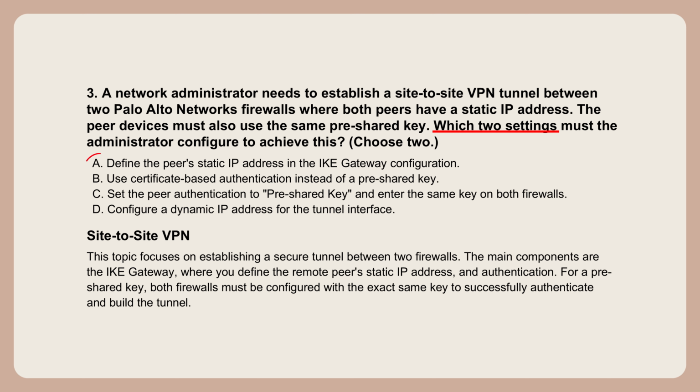Second, for the authentication part, you must set the peer authentication method to pre-shared key. And then, crucially, you enter the exact same identical key on both firewalls. This has to match perfectly. Exactly. If those keys are even slightly different, authentication fails. No tunnel. Simple as that. It's all about that mutual, secure identification. The firewalls need to trust each other. Makes sense. Simple configuration points, but absolutely non-negotiable for the connection.